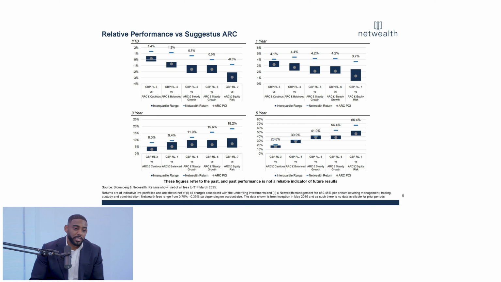So how to read this? If you're above the grey dot, that means you're performing better than average. And if you're above the navy blue block, that means you're in the top 25%. And you can see across the charts that we're consistently, in the vast majority of cases, deeply in that top 25%, or top quartile, of performance, which is quite reassuring and speaks to the merits of the investment approach that we adopt here at Netwealth.